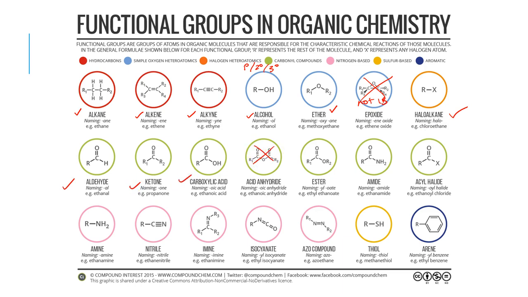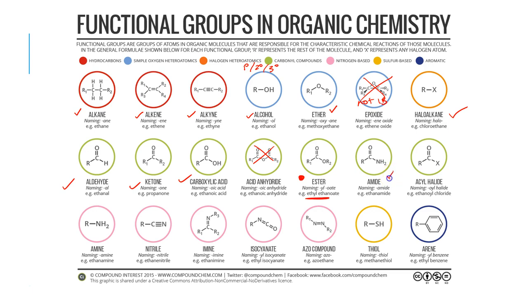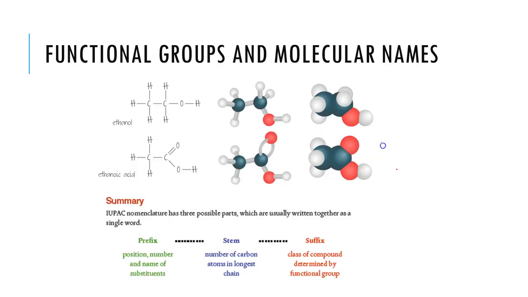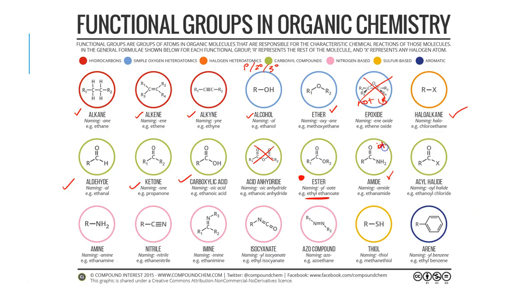Acid anhydrides, we'll actually use one in year 12, but we don't have to know how to name them or be able to identify that functional group. Esters are yet to come when we talk about reactions, so these ones we do need to know, but we haven't introduced them yet. Amides, we need to be able to, sorry about that, identify, so this is identify only.